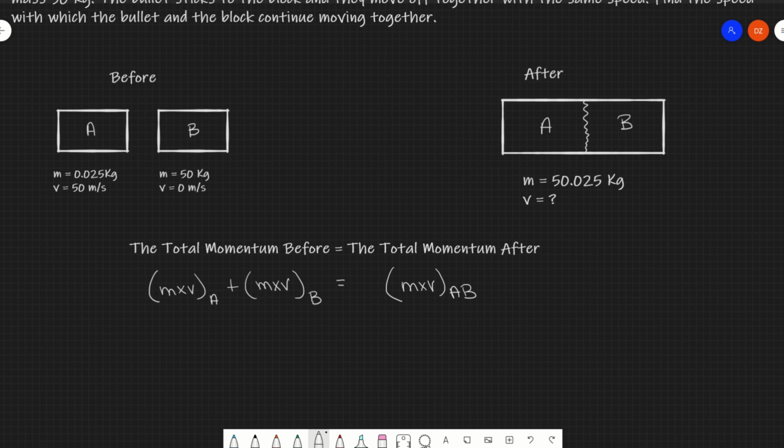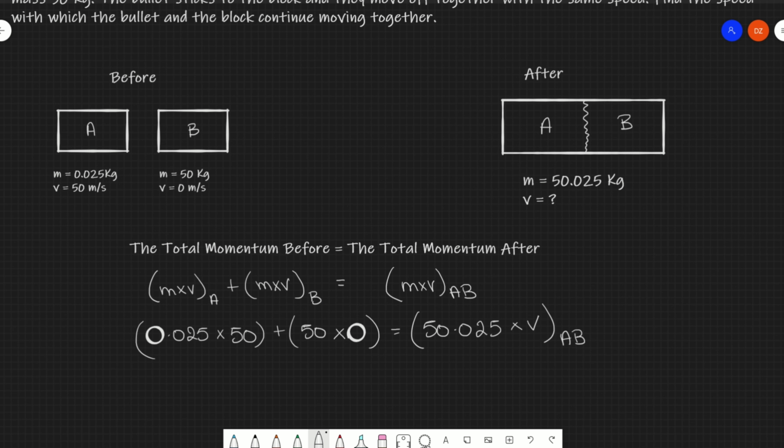The next step would be to replace the quantity with its respective value. So the mass of body A before collision is 0.025 and the velocity is 50. The mass of body B before collision is 50 kilograms and its velocity is 0. After collision, the combined mass is 50.025 times v, because we need to find the velocity with which both bodies continue moving together.